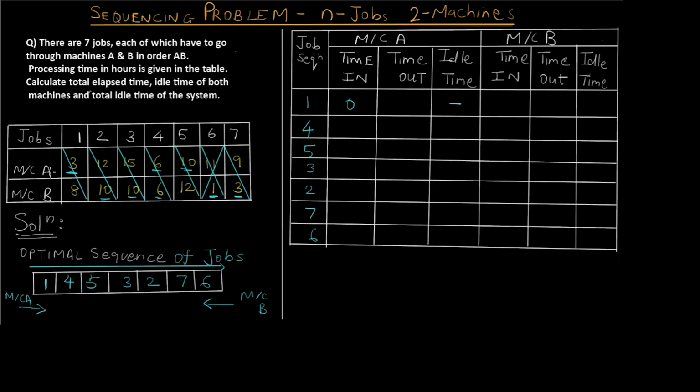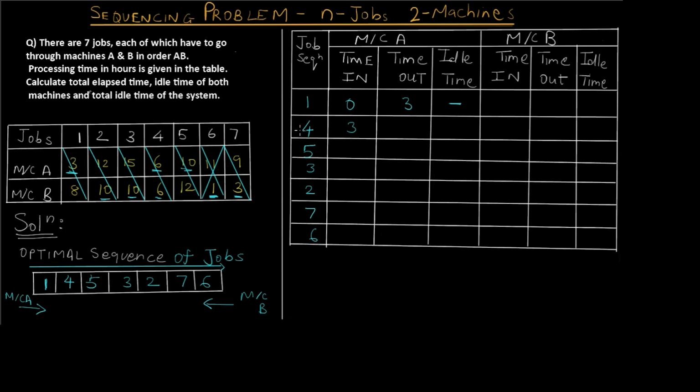So we consider that it started at 0th hour. At machine A, we know that it is going to take 3 hours according to our given table. So from 0 to 3, job 1 is going to be performed at machine A. Of course, the idle time is going to be 0. So the next job will enter at time 3 because till then it was busy processing job 1.